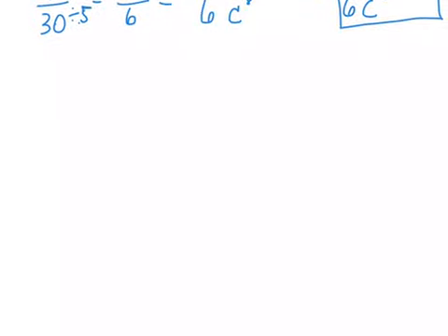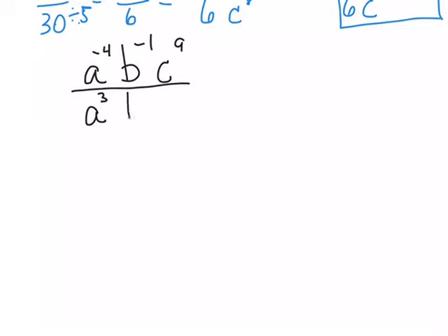All right, let's try another one. Let's see how this feels. I'm going to leave off the numbers this time. Any numbers that you see are strictly going to be exponents. So a to the negative 4, b to the negative 1, c to the 9. And then we're going to do a to the third, b to the fifth, c to the negative 8. All right, so we don't have any coefficients or numbers to reduce out.